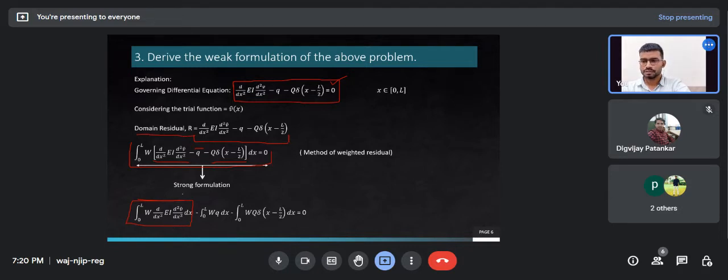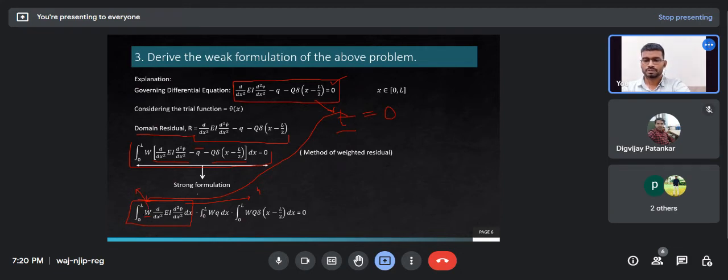if you see in the governing differential equation, the order was 4, right? So if you choose the trial functions, you will have to take trial functions that should also be of order 4, right? So in the weak formulations, what we do is shift the order of the trial functions to the weight functions, right? Here the trial functions should be of order 4, but here only w is there, so here we can take any order of weight functions.